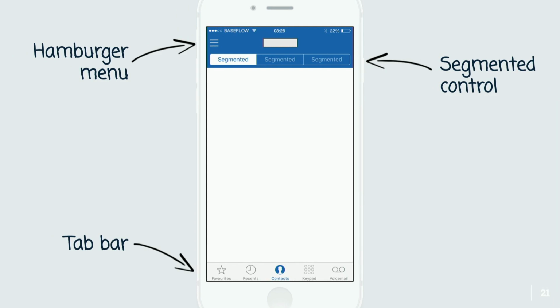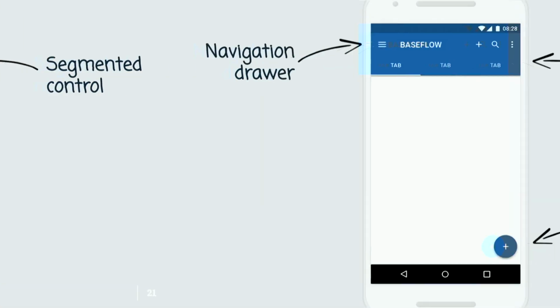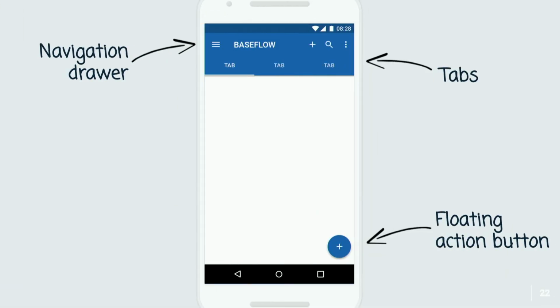So here you can see an example. This is a hamburger menu, a tab bar, segmented control, different things. You can probably name a couple more. Same thing on Android, but as you can see, it's just a little different. On Android, you've got the tabs up there, and on iOS, you've got the segmented controls. iOS doesn't have a hamburger menu by default, but it does have the tab bar.